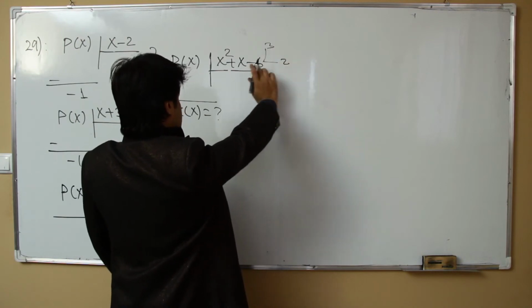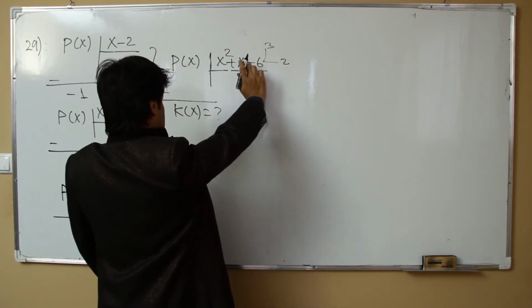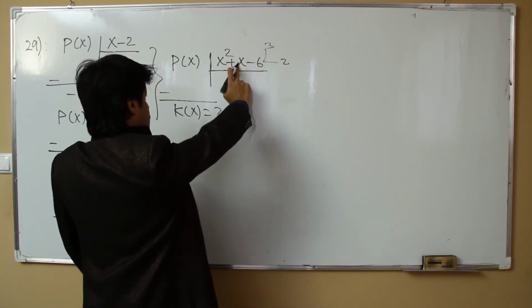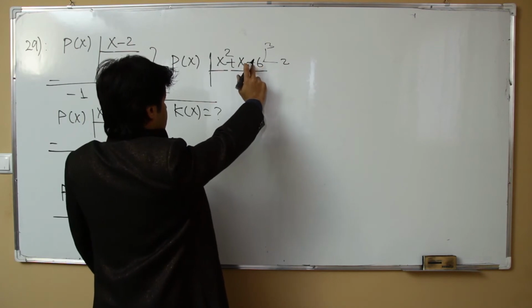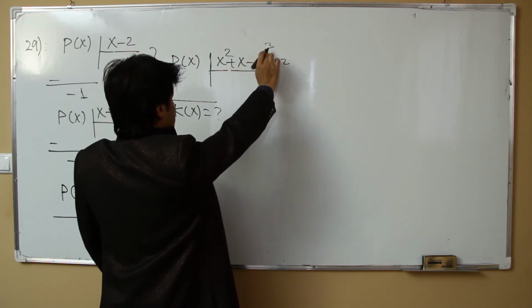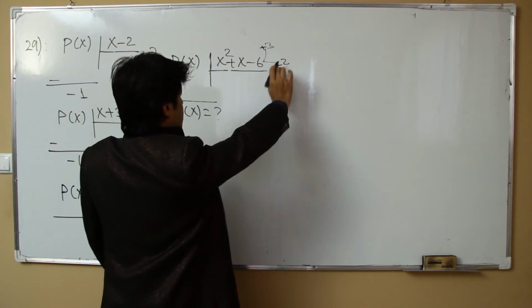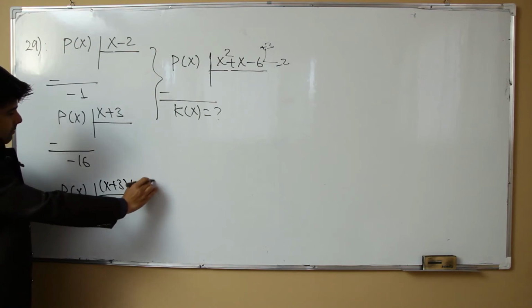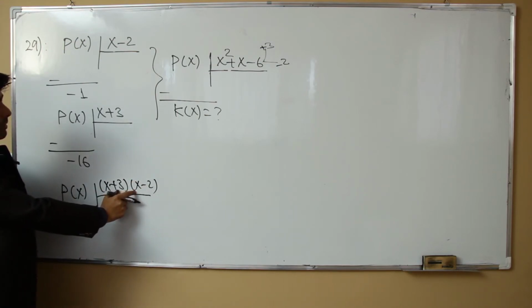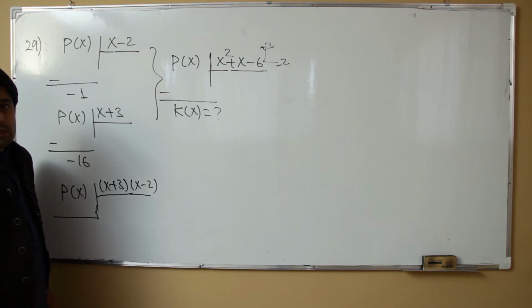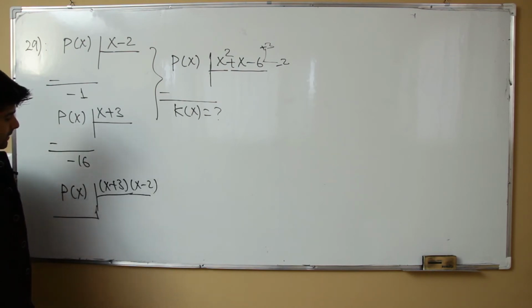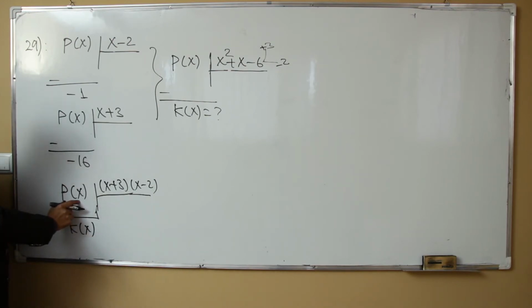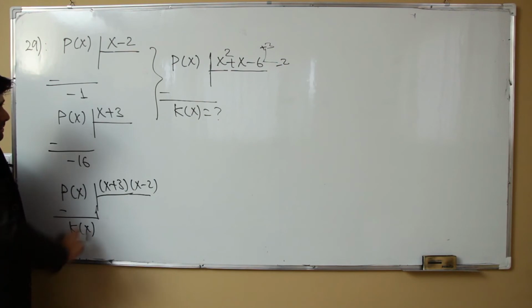3 with 2, 3 times 2 is 6. 3, this one says that you have to subtract. 3 minus 2 is 1. So we have different signs. This one says the greatest one is plus and this one is minus. So x plus 3 and x minus 2. If you multiply these, you will find x squared plus x minus 6. Now the remainder is k(x). It means this P(x) is divided by both of them simultaneously.